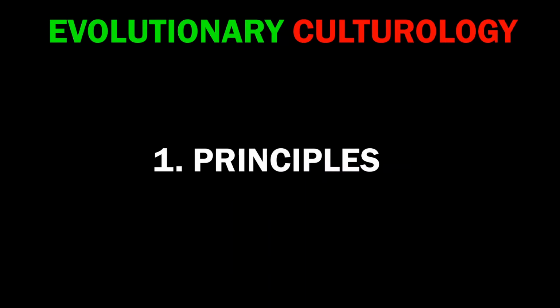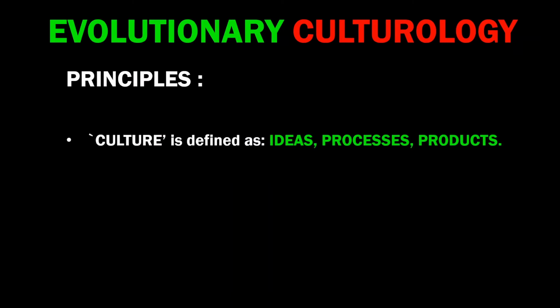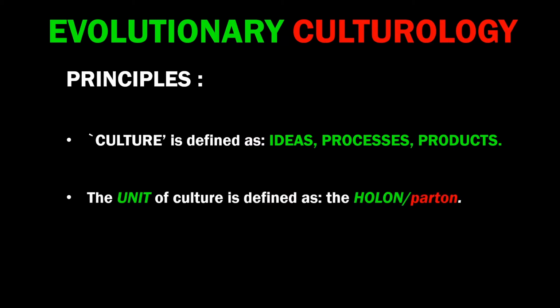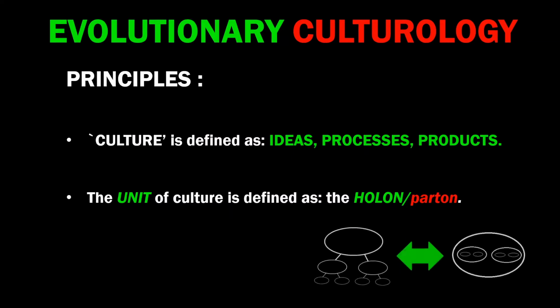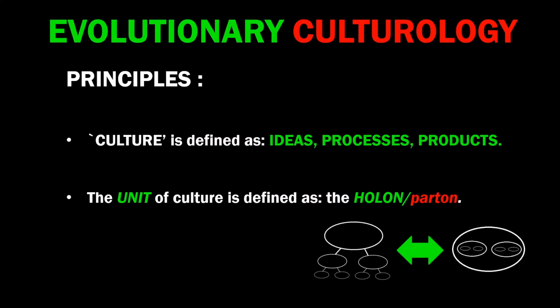So, a quick run through of some of the principles of EvCult. Culture is defined as ideas, processes, and products. So there's nothing in culture that's not one of those 3 things. The unit of culture is defined as the whole on Pathon. There's a side view on the left and a top view or a cross-section view on the right. It's basically the one item.